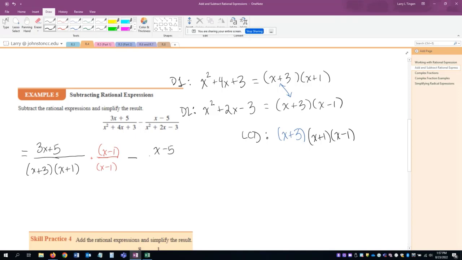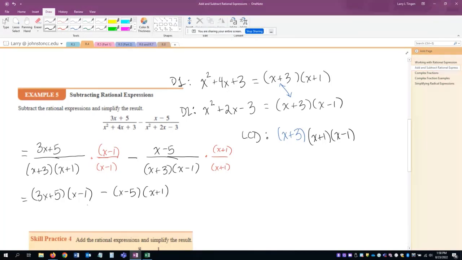Minus, what have I got over here? I've got x minus 5 divided by, what is my denominator? X squared plus 2x minus 3. Well, that was factored into x plus 3 times x minus 1. What is it missing? It is missing the factor x plus 1. So I'm going to multiply by that. And what do I have now? Well, 3x plus 5 times x minus 1, minus x minus 5 times x plus 1, all divided by x plus 3 times x plus 1 times x minus 1.